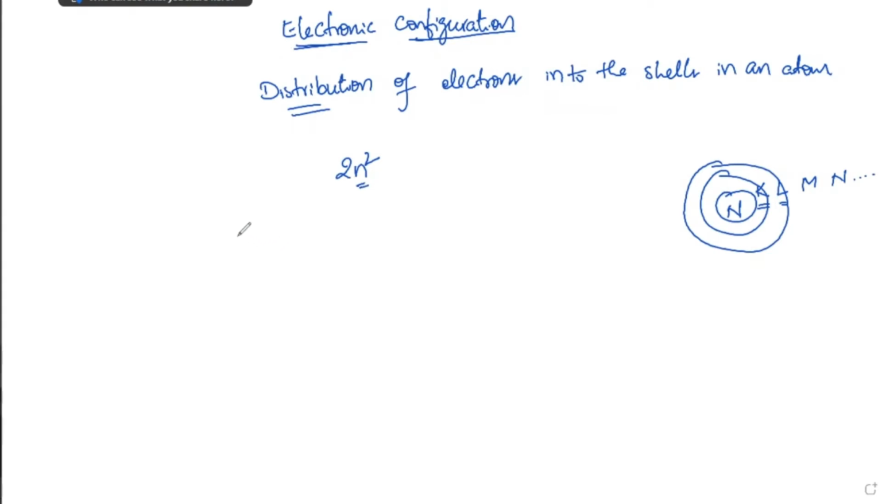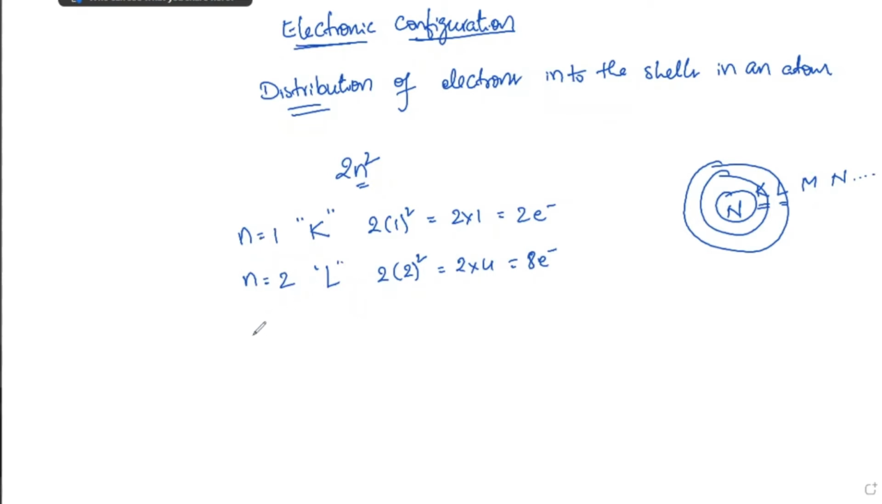For example, for the shell number 1, that is K shell, there will be 2 into 1 square, that is a maximum of 2 electrons in the first shell, that is K shell. And for the second shell, that is L shell, a maximum of 2 into 2 square, that is 8 electrons can be accommodated in the second shell, that is L shell.